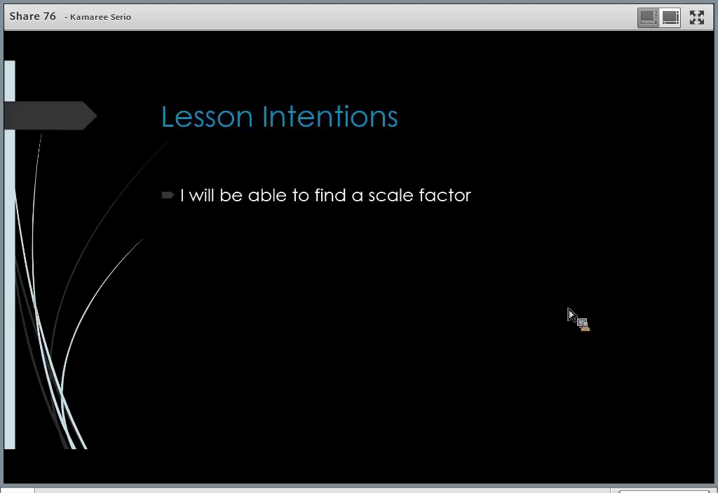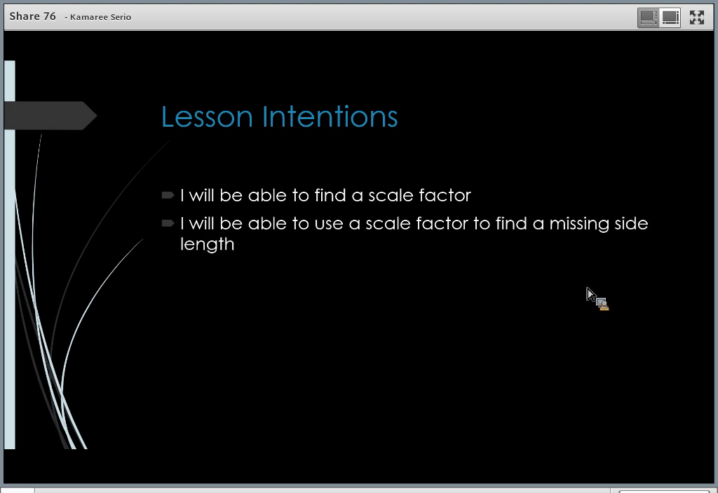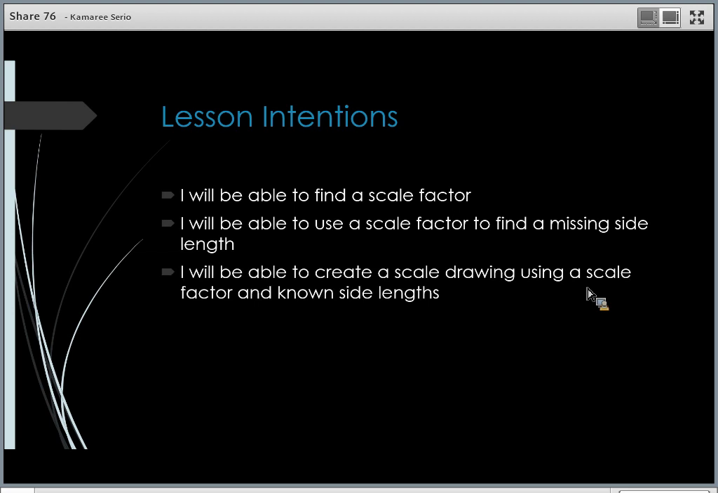So today we're going to be able to find a scale factor, be able to use that scale factor to find a missing side length, and also be able to create scale drawings using a scale factor and known side lengths. So this is all the stuff in lesson 26.